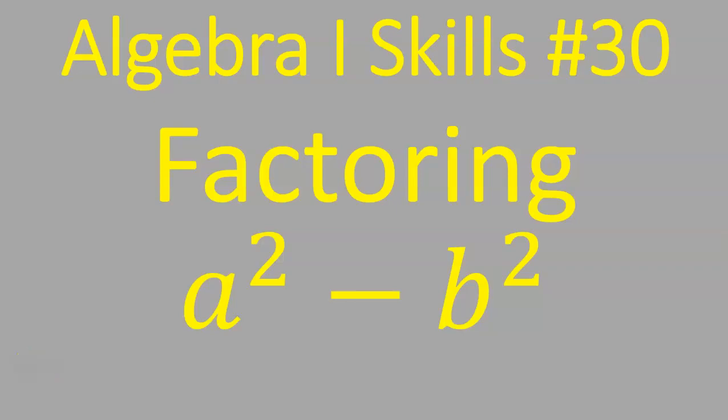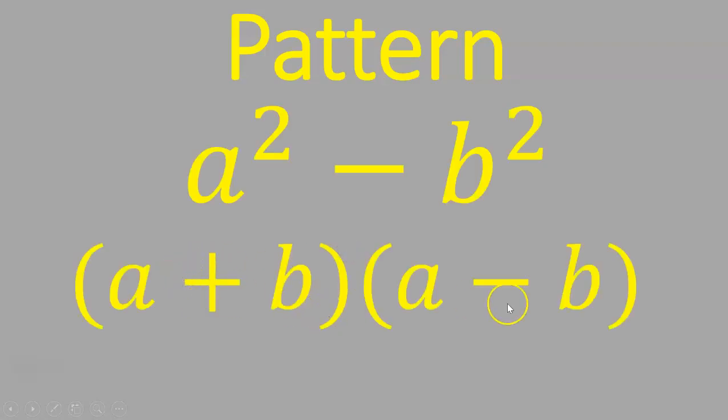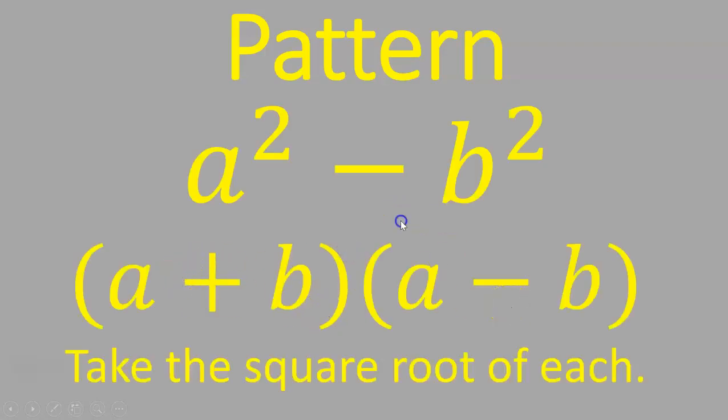All right, that was one skills number 30, factoring a squared minus b squared. So the a squared minus b squared pattern is just a plus b times a minus b. Okay, you take the square root of each, basically, and you add and subtract the two.